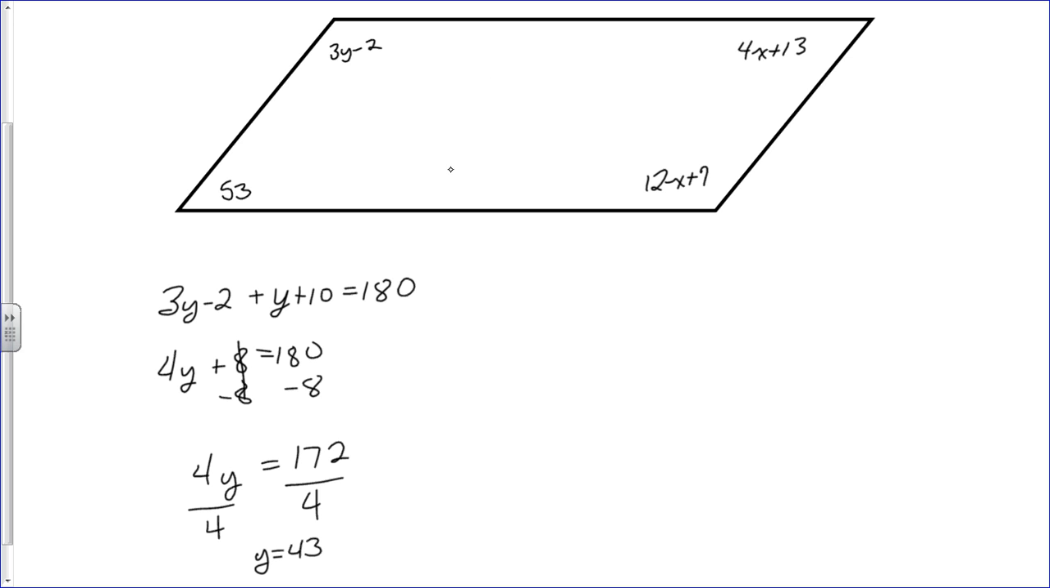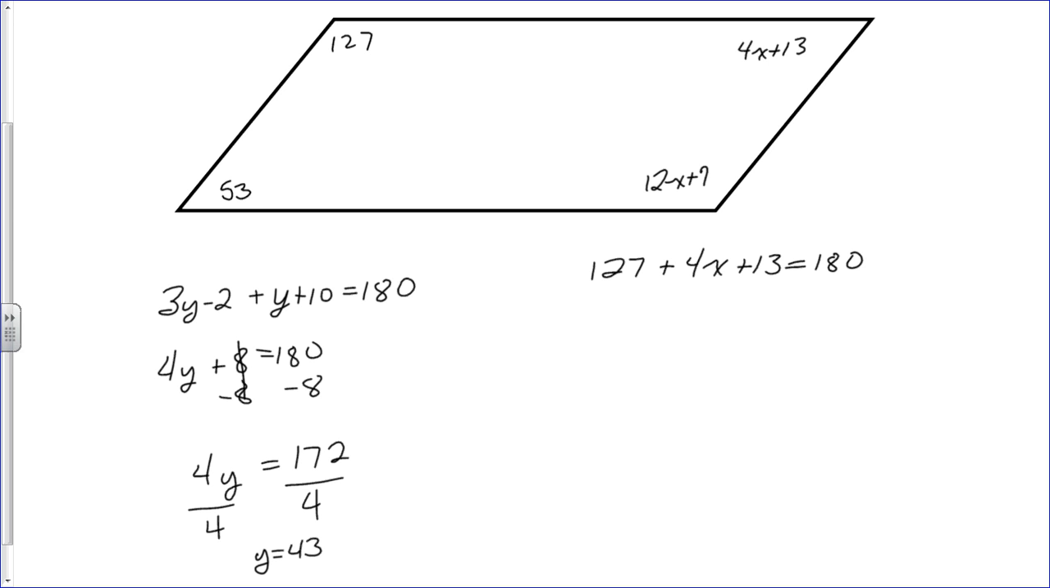Okay. And up here, we have 3y minus 2. Well, 43 times 3 is 129. Minus 2 is 127. And of course, 127 and 53 is in fact 180. All right. So now what we have to do is find the value of x, so that 4x plus 13 and 127 equals 180, or we can do the 53 and the 12x plus 7. I'm going to do the 127 plus 4x plus 13 equals 180, because that has to be the case as well.